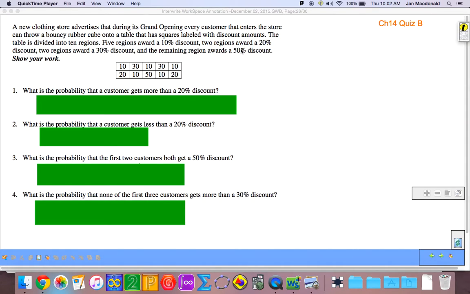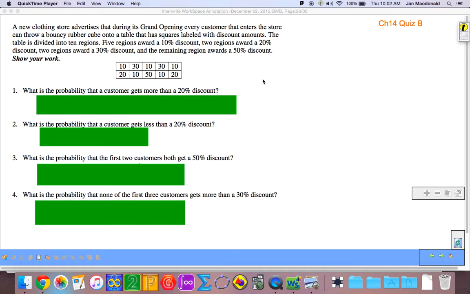Alright, we're in Chapter 14, Quiz B. Let's take a look at the prompt. A new clothing store advertises that during its grand opening, every customer that enters the store can throw a bouncy rubber cube onto a table that has squares labeled with discount amounts. The table is divided into 10 regions.